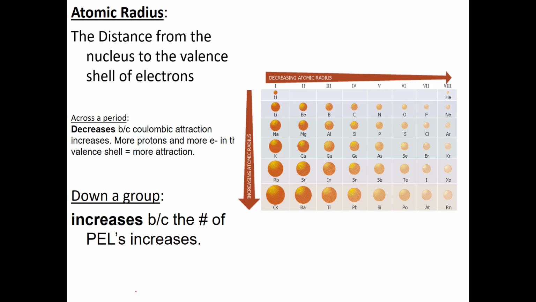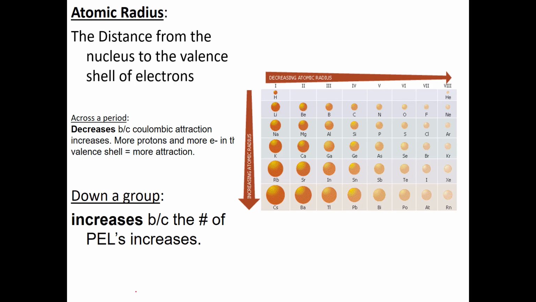So atomic radius is the distance from the nucleus to the valence shell. As you go across the period, it decreases because Coulombic attraction increases. Again, why does the attraction increase? You have more protons and more electrons in the valence shell. More places to hook into to drag them towards the nucleus, and stronger nuclei.